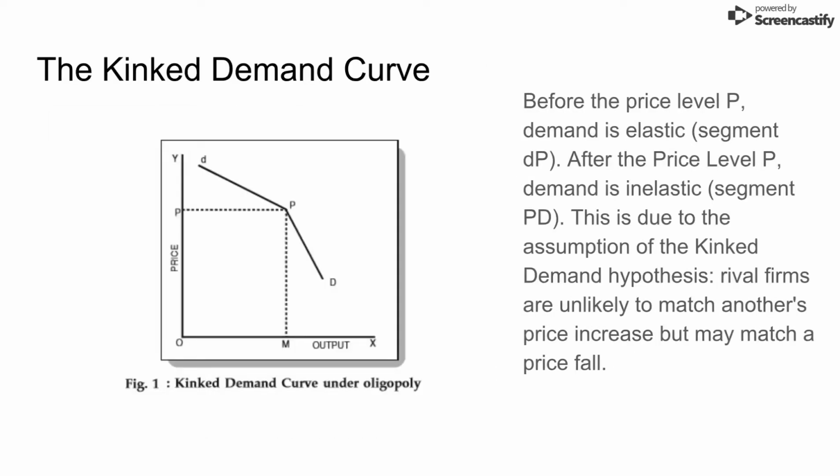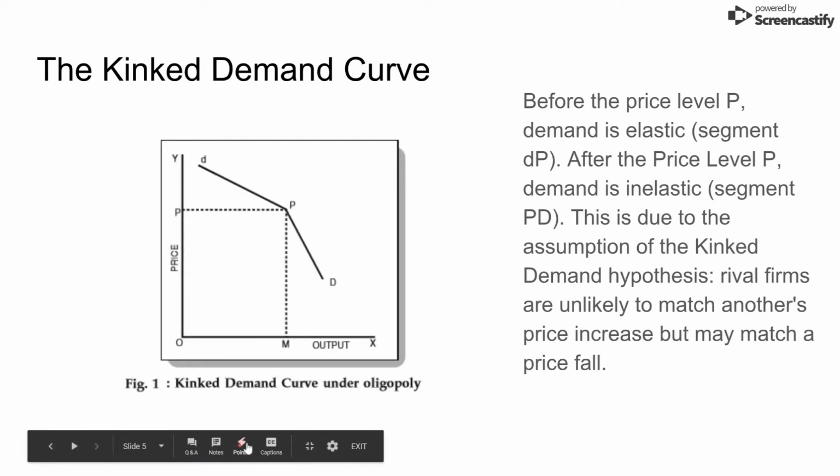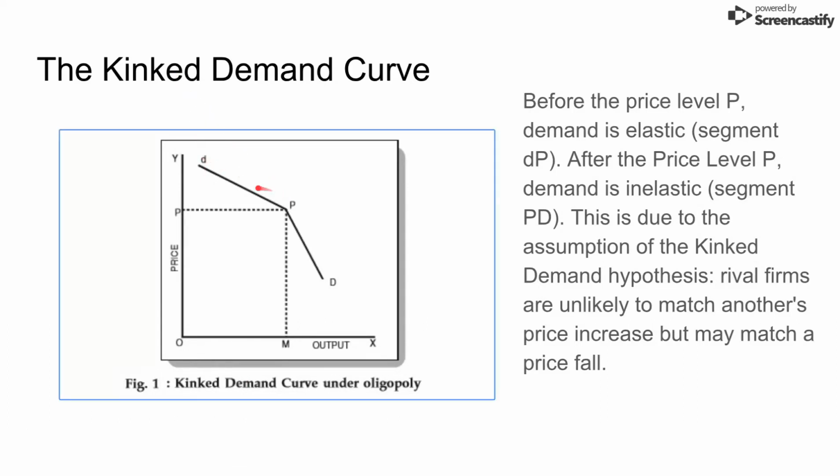And last, we have the graph for the oligopoly called the Kinked demand curve. In this graph, before price level P, demand is elastic, meaning that it changes a lot when price changes. After price level P, demand is inelastic, segment PD, meaning that demand doesn't change that much after price changes.